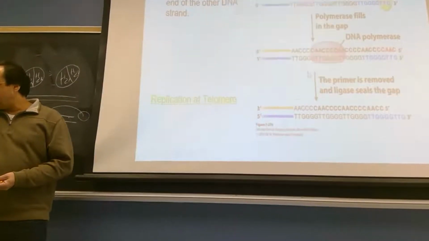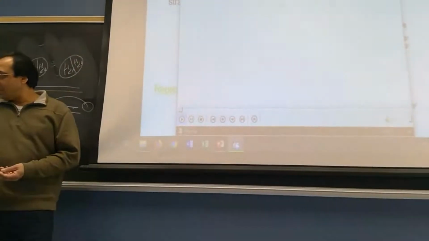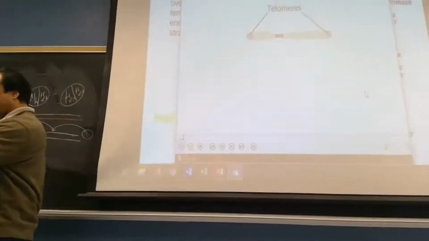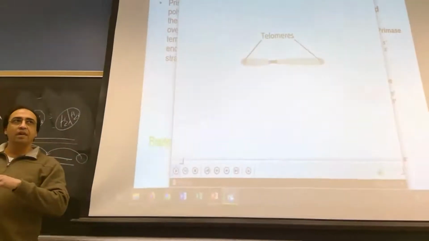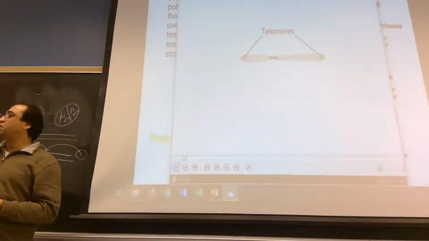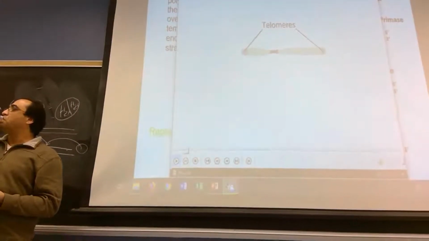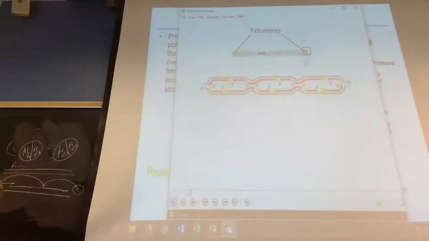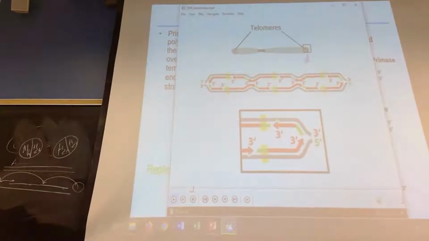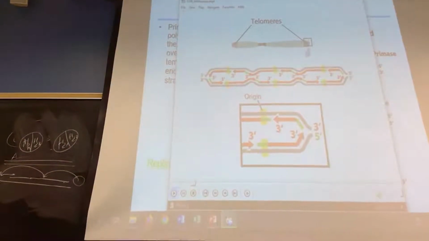Let's have a look. Telomeres are present at the ends of eukaryotic chromosomes. They serve to stabilize a chromosome's ends and provide a solution to the so-called end replication problem of linear chromosomes. Here the chromosome is being replicated. It has multiple origins of replication.